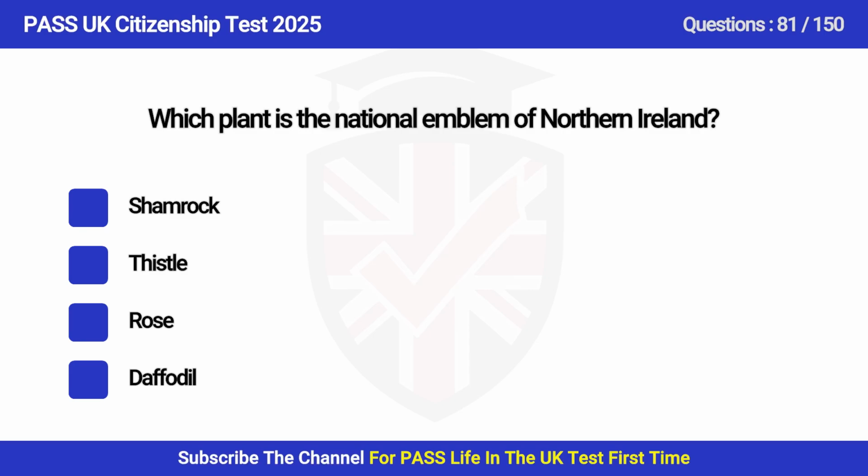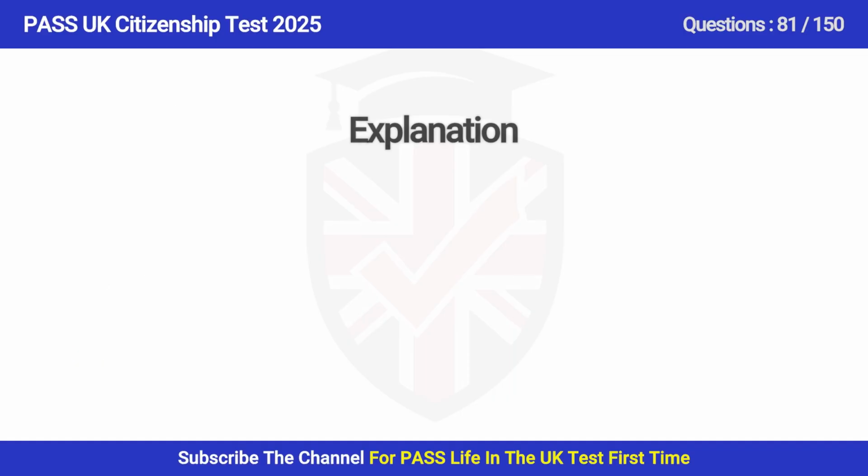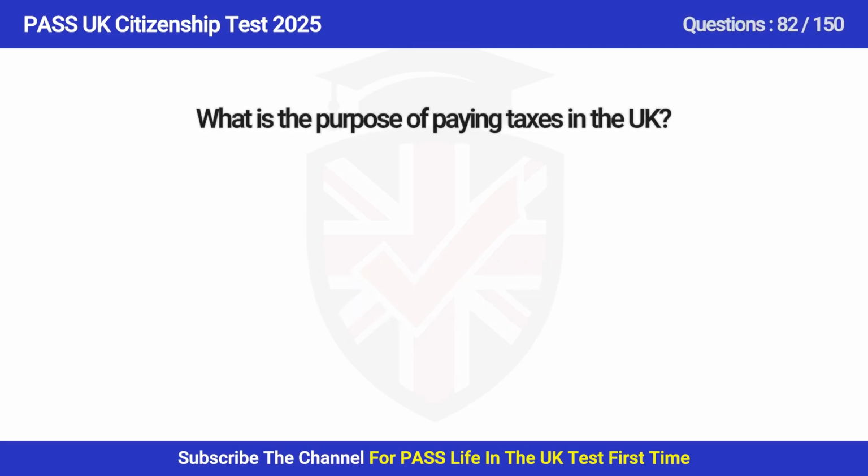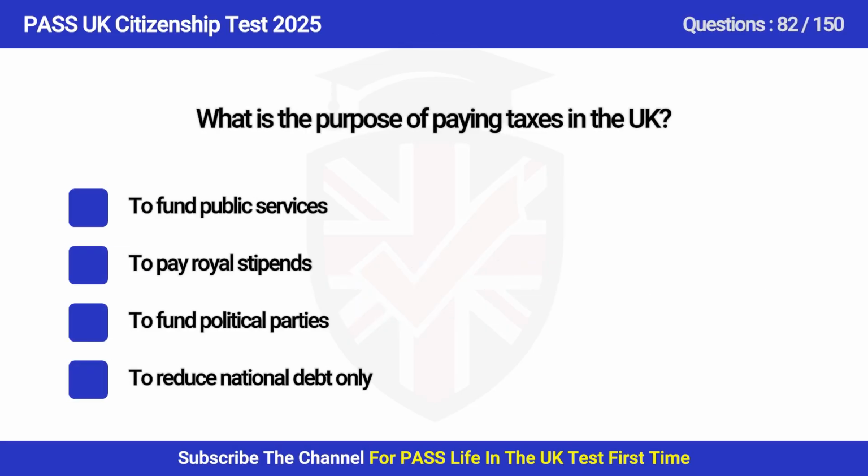A. Shamrock, B. Thistle, C. Rose, D. Daffodil. Answer is A. Shamrock. The shamrock, a clover, is a traditional symbol of Ireland and Northern Ireland, often associated with St Patrick. Question 82. What is the purpose of paying taxes in the UK?